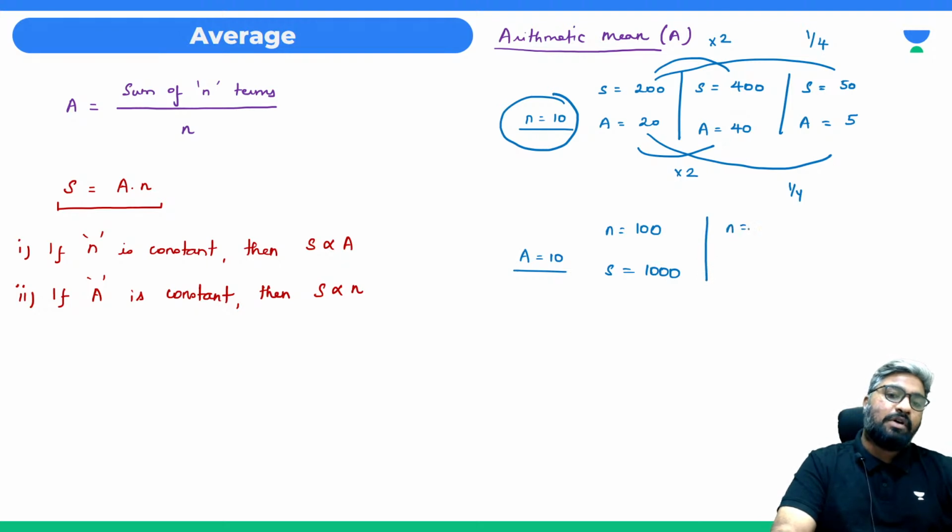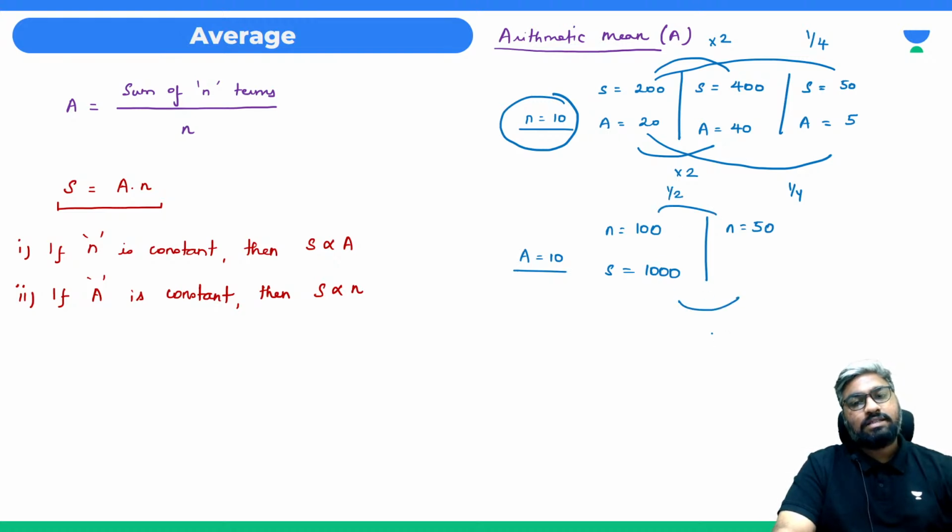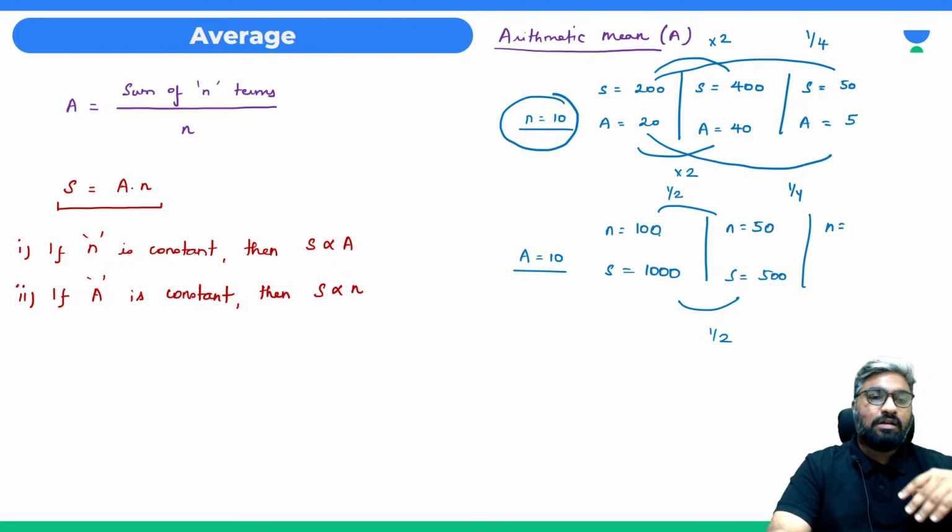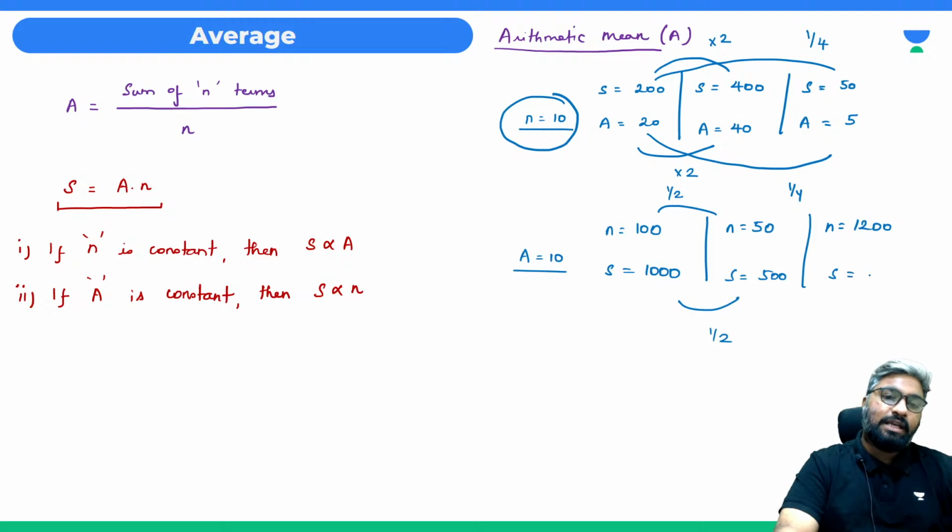What happens if the number of terms becomes half? If the number of terms becomes half, the sum also becomes half, right? The sum becomes 10 into 50, 500. If the number of terms becomes, let's say, 12 times, that is 1200, then what happens to the sum? 12 times. 1000 into 12 is 12,000. Are you able to understand? I hope you guys are able to understand this.